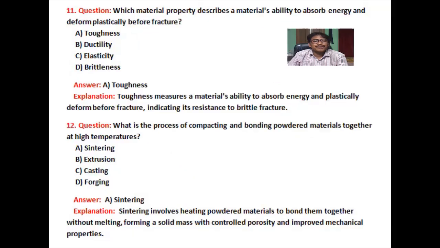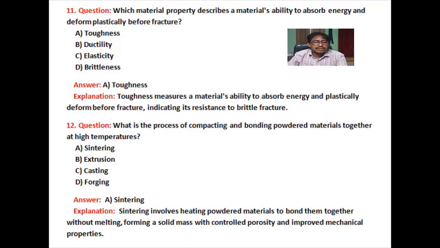Question 11: Which material property describes a material's ability to absorb energy and deform plastically before fracture? A. Toughness. B. Ductility. C. Elasticity. D. Brittleness. Answer: A. Toughness. Explanation: Toughness measures a material's ability to absorb energy and plastically deform before fracture, indicating its resistance to brittle fracture.